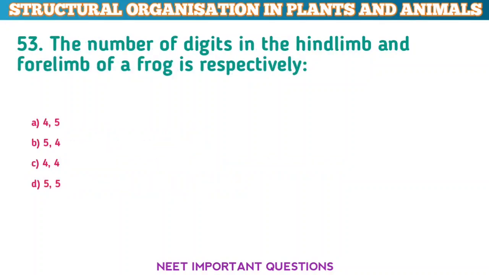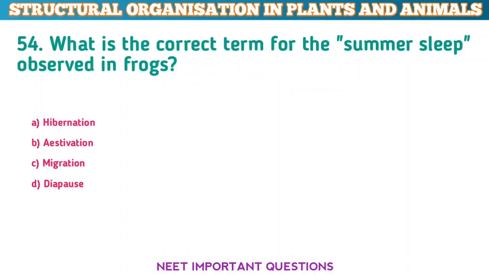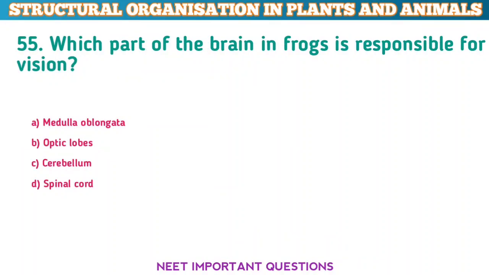53. The number of digits in the hindlimb and forelimb of a frog is respectively. Answer. B. 5, 4. 54. What is the correct term for the summer sleep observed in frogs? Answer. B. Aestivation. 55. Which part of the brain in frogs is responsible for vision? Answer. B. Optic lobes.